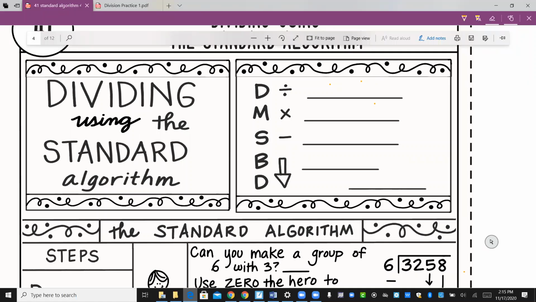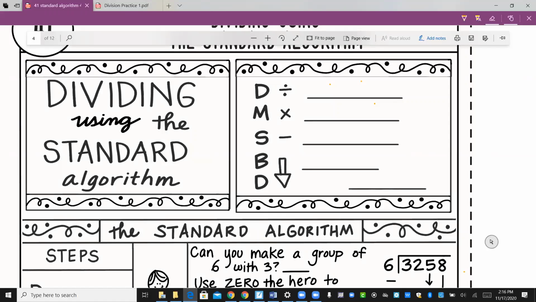Dividing using the standard algorithm for long division. As we are dividing, you guys need to remember that there are certain steps in order to help you remember what to do next when dividing and making equal groups out of larger numbers. So you guys need to remember that we're going to use this algorithm and write these letters out to the side of our problem each time we set up a new problem.